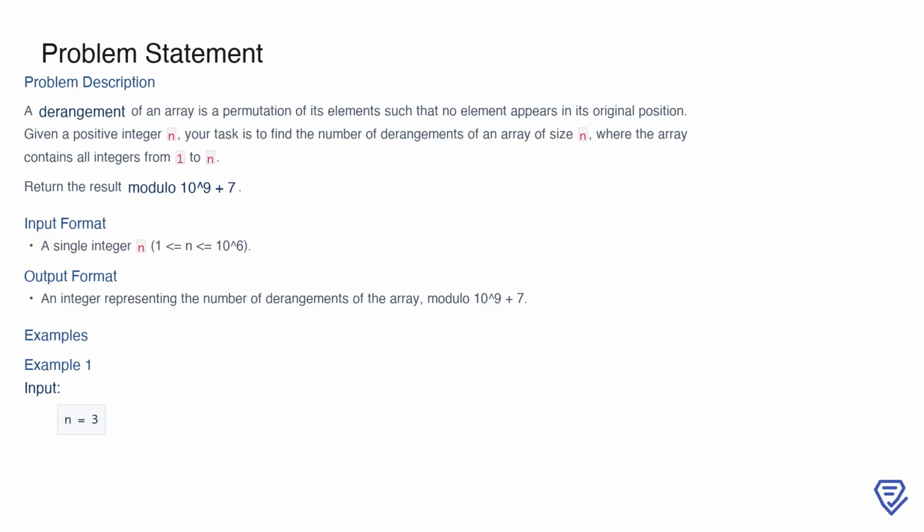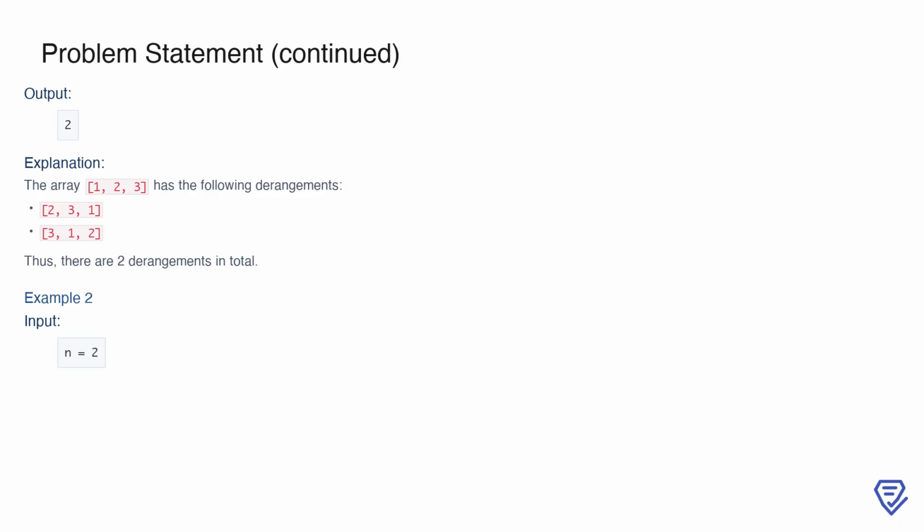Let's explore some examples to better understand this concept. Consider the case where n is equal to 3. The array 1, 2, 3 can be rearranged in such a way that no element appears in its original position. For example, 2, 3, 1, and 3, 1, 2 are both valid derangements, as all elements have been shifted to different positions. In total, there are 2 valid derangements of the array of size 3. Therefore, the output in this case is 2. This example highlights how we count only the permutations that satisfy the derangement condition.